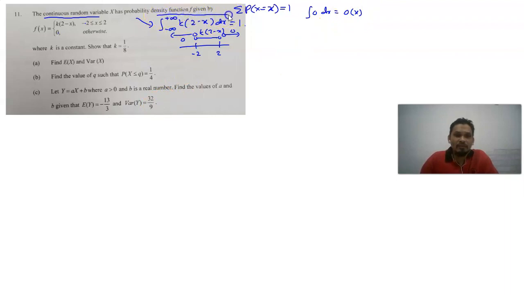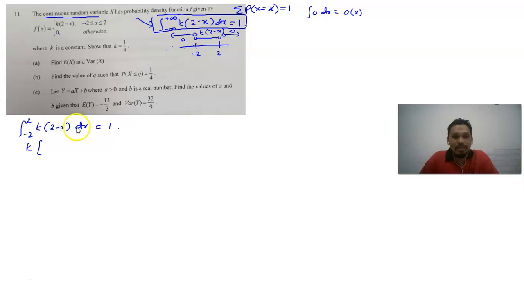From this statement, we can imagine it as the integral from negative infinity until negative 2 of 0 dx, plus the integral from negative 2 until 2, plus the integral from 2 to infinity of 0 dx. The integral of 0 is, for sure, going to give you 0. So we don't have to waste our time writing down both the left and right parts, just focusing on this function. Then the integral from negative 2 until 2 of k(2 minus x) dx equals 1. So k is a constant.